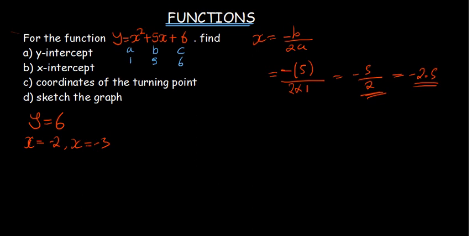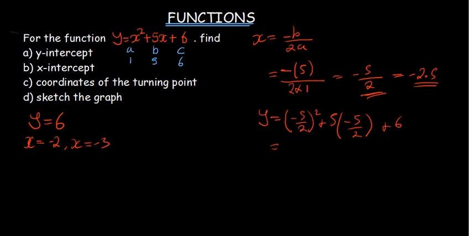Now for us to find the value of y, we just have to replace this value of x that we have found in the function that we have here. So we have y equals, open the bracket, minus 5 over 2, squared, plus 5 times minus 5 over 2, close, plus the 6 right there.